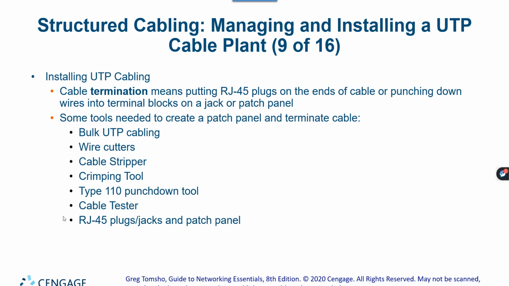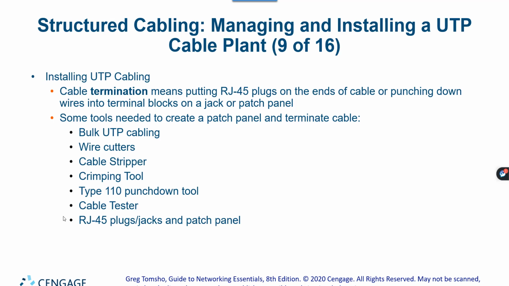When I'm installing unshielded twisted pair, when I use the term termination, that means I'm putting one of those plastic connectors on the ends of the cable, or I'm punching down some wires into the patch panel or the jack on the wall. We need specialized equipment to do that. We need a roll of cable. We need wire cutters. We need cable strippers. We need a tool that pushes those wires or conductors into the teeth in the connector.